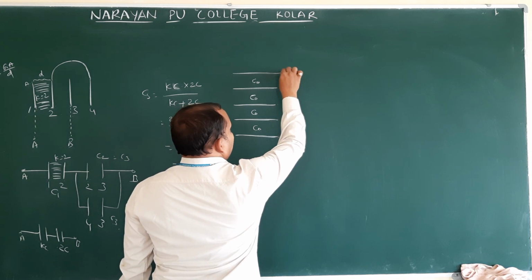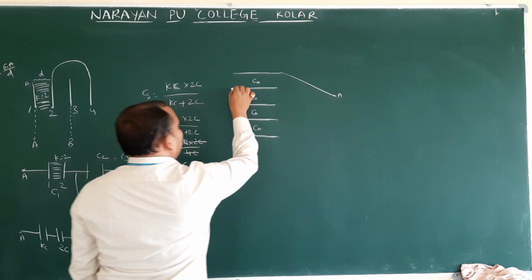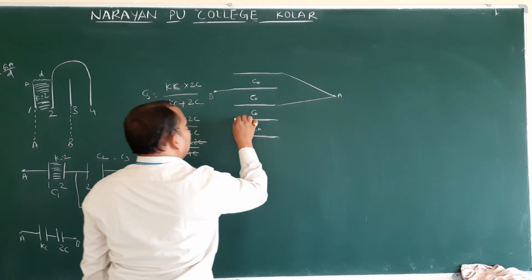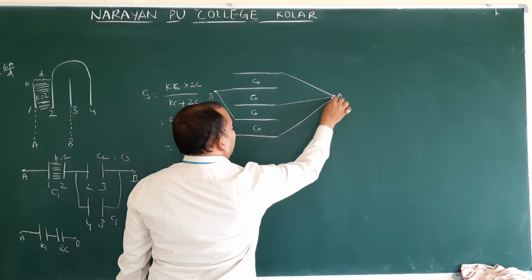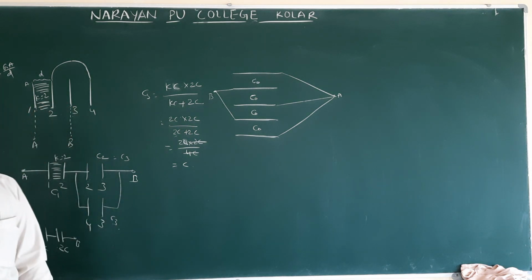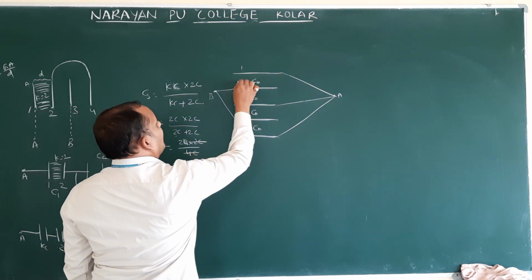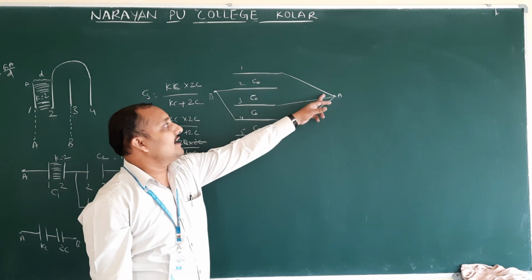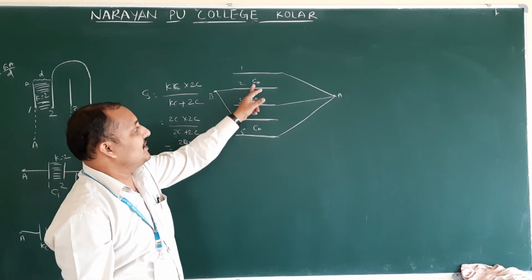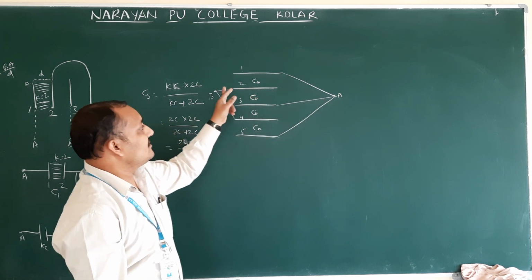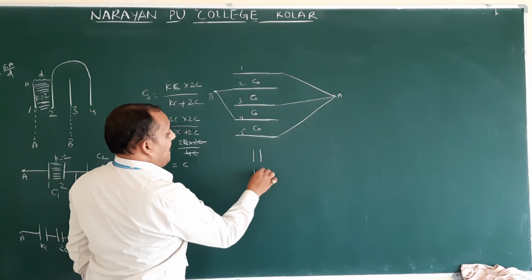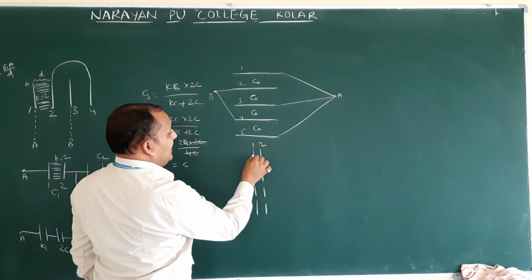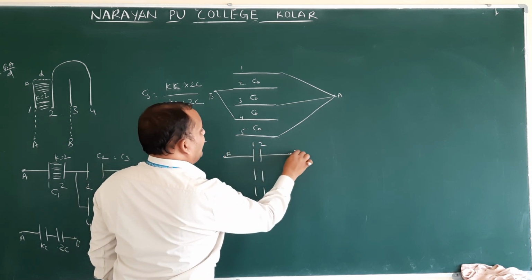Alternate plate means this is connected to A. Then this is connected to B. So this is connected to A. This is connected to B. So these are connected to alternate plates. So give the numbers 1, 2, 3, 4, 5. So 1 is going here, 2 is going for B. Again 3 is going here, 2 is going here. If you have drawn like this, you will be getting all of that. Where 1 is going for A, 2 is going for B.